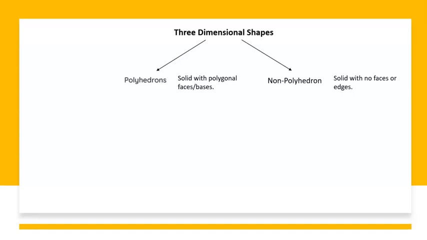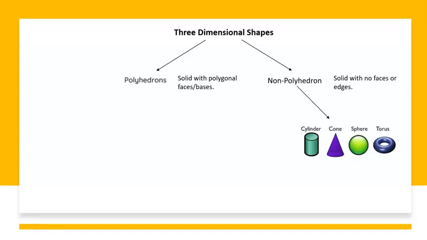If it doesn't have those polygonal sides or has no faces or edges, that's what we call a non-polyhedron. And if we see the picture of that, we understand that a cylinder, cone, sphere, and a new term for you called a torus, which is the same as a donut, or the same as taking a piece of paper, rolling it up, so it's this giant cylinder, and then connecting it into a ring. So a very common shape, but definitely something new to our vocabulary. All of those are examples of a non-polyhedron, because they're all solid, obviously, but there's no faces or edges where they connect, which you'll see what I mean by edges in the next slide.